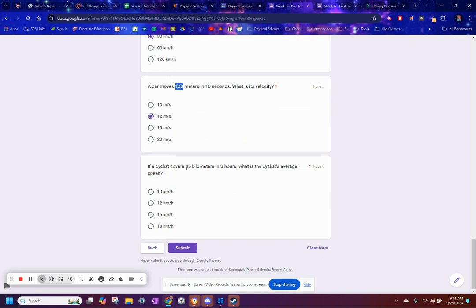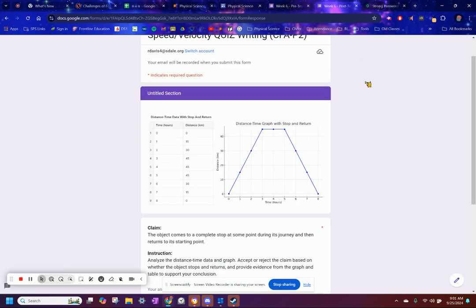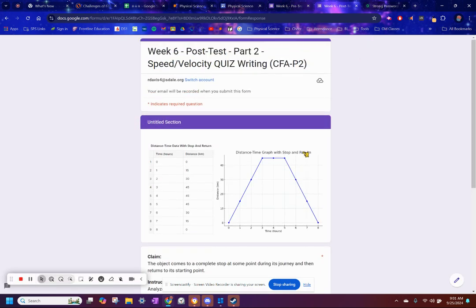If a cyclist covers 45 kilometers in 3 hours, what's the cyclist's average speed? 45 divided by 3 should be 15. Is that an option? It is. There's the answer for this one. All right, let's go do this one, which is the writing section.